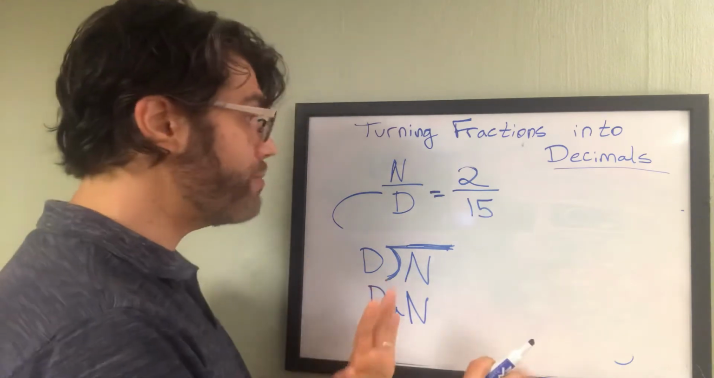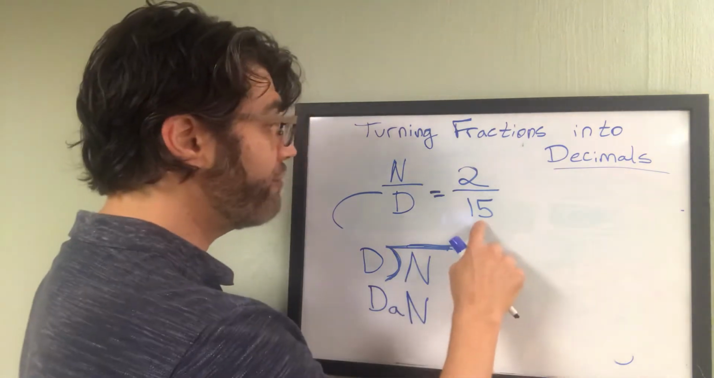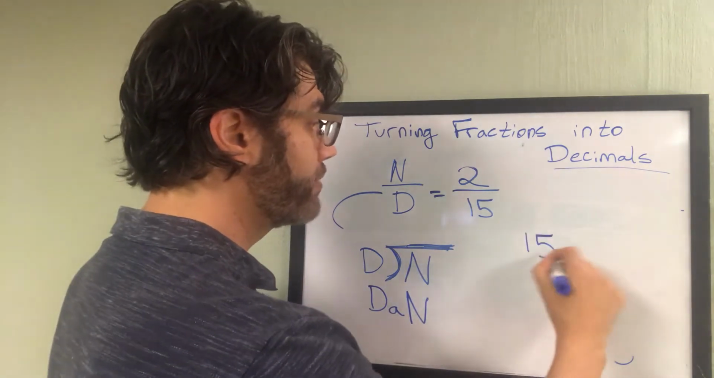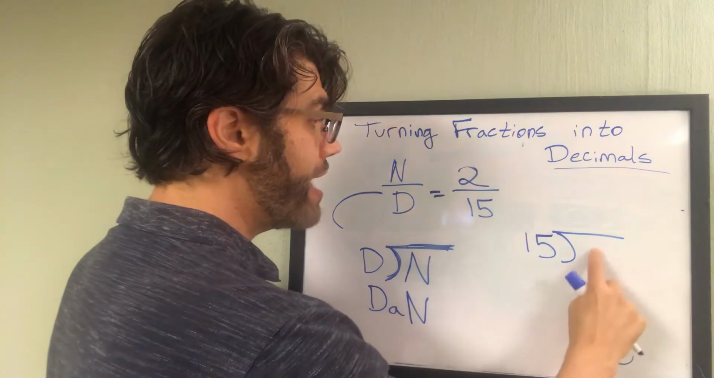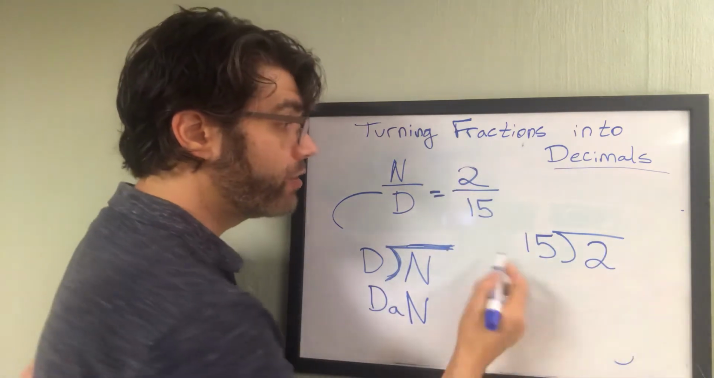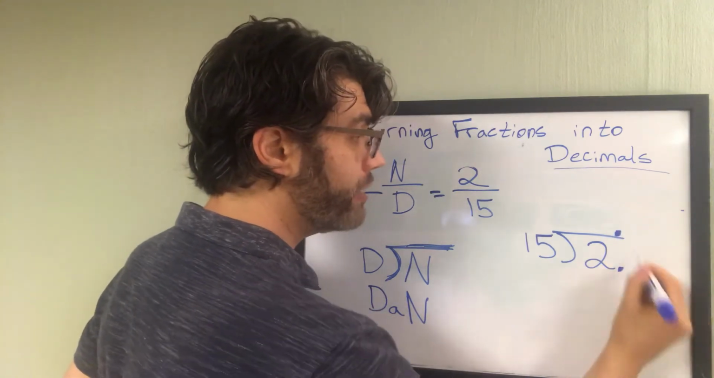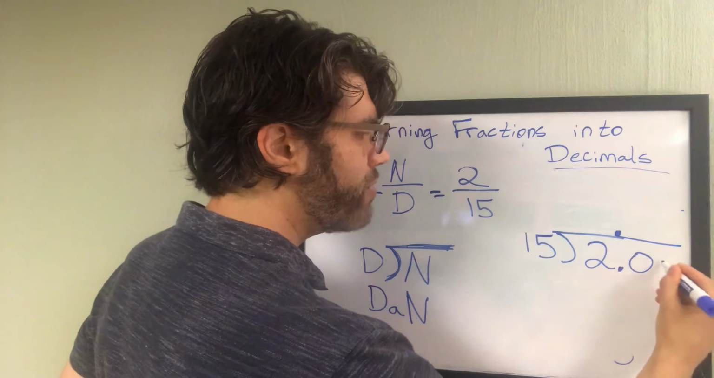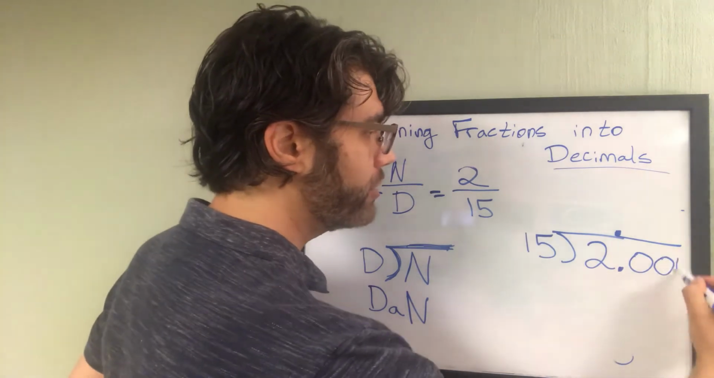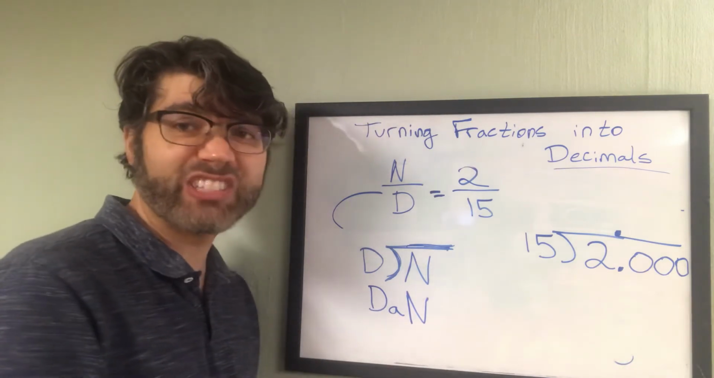Okay, we're going to do it the same way. Remember Dan, our friend. We're going to keep our friend Dan. So 15 is now the denominator, and then 2 is our numerator. Okay, 15 doesn't go into 2 a whole number of times, so we're going to do our nice little trick here. And then we'll add, why don't we add 2 zeros, or let's do 3 zeros. Why not? You can add as many zeros after the decimal point. It doesn't change a thing.